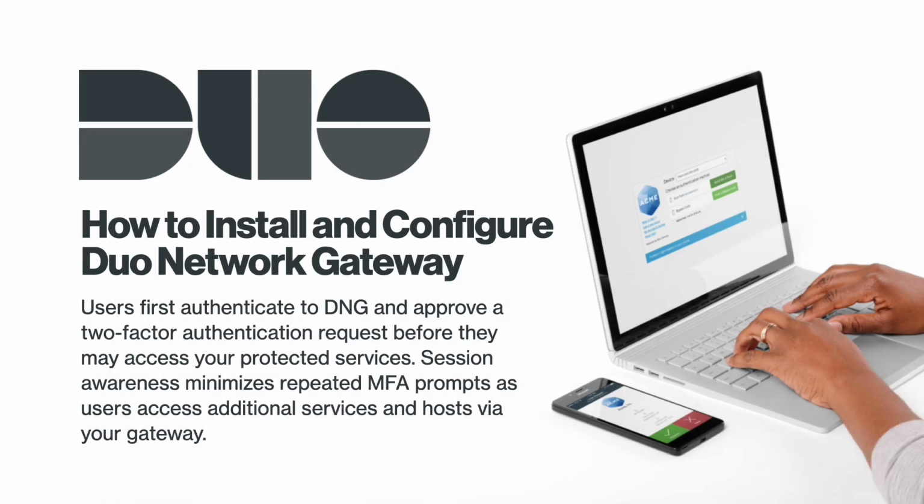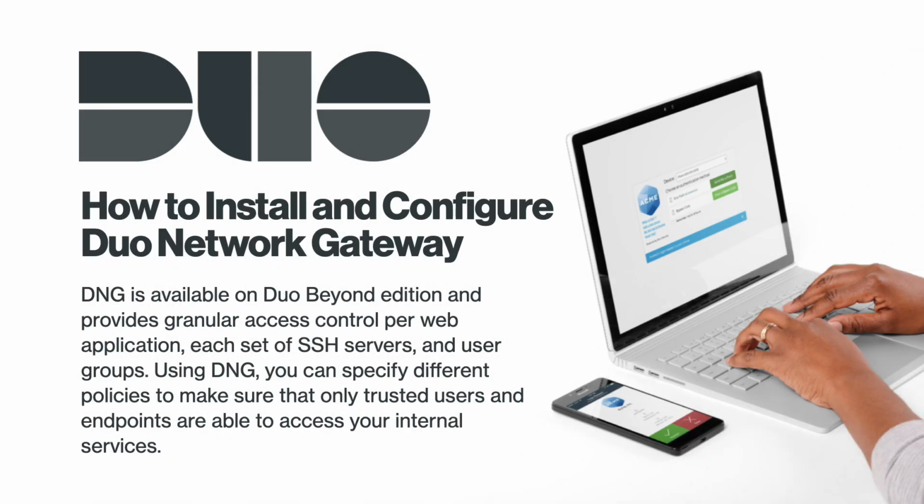Users first authenticate to DNG and approve a two-factor authentication request before they may access your protected services. Session awareness minimizes repeated MFA prompts as users access additional services and hosts via your gateway. Duo Network Gateway is available on Duo Beyond Edition and provides granular access control per web application, each set of SSH servers, and user groups. Using DNG, you can specify different policies to make sure that only trusted users and endpoints are able to access your internal services.